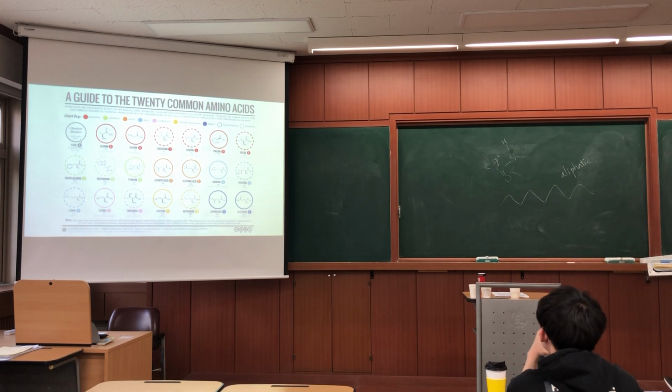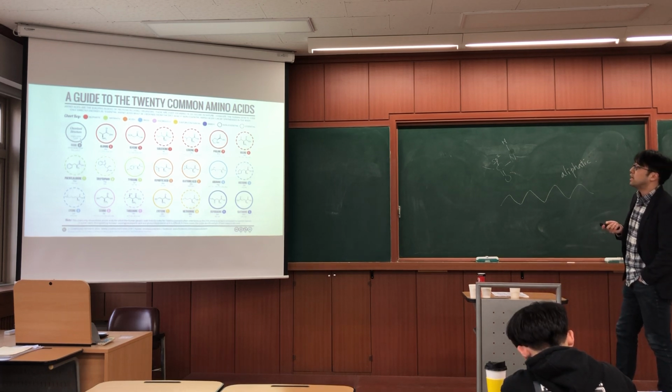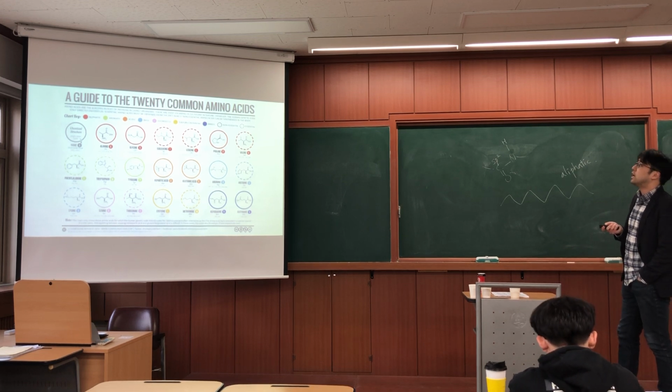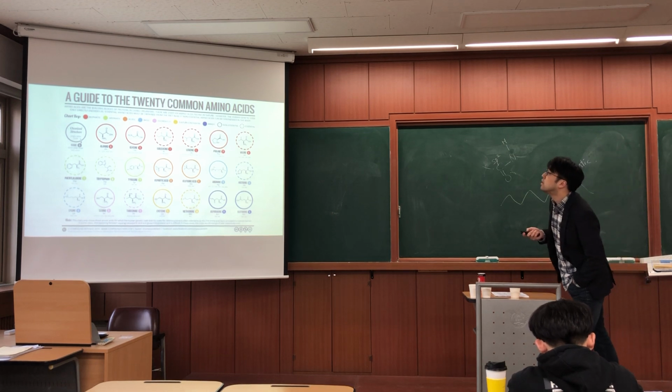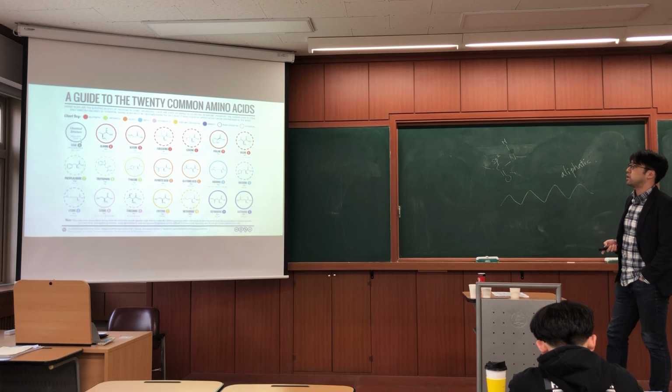So for aromatic groups, there are 3 aromatic amino acids, right? This one has a benzene ring, and this one has, what is it, a pyrimidine ring, and tyrosine has, what is this? I forgot its name. And there are 2 acidic amino acids, 3 basic amino acids, and hydroxyl groups. They have different properties, right?